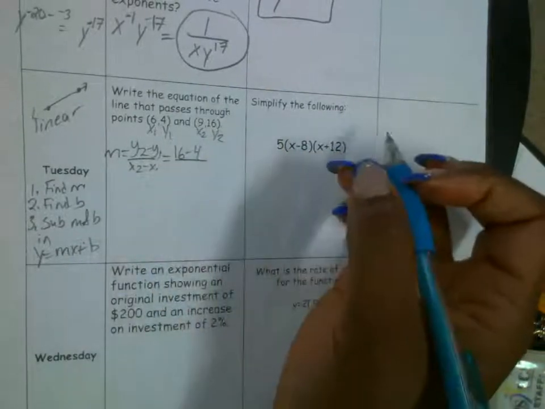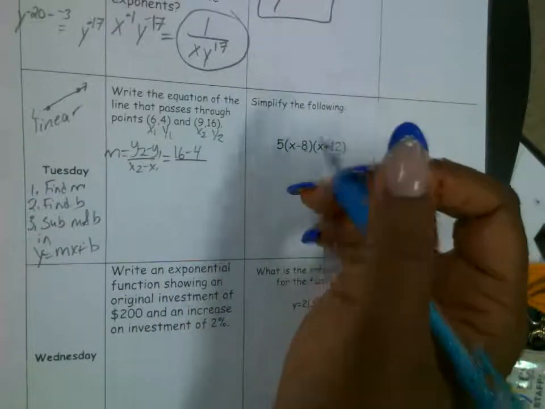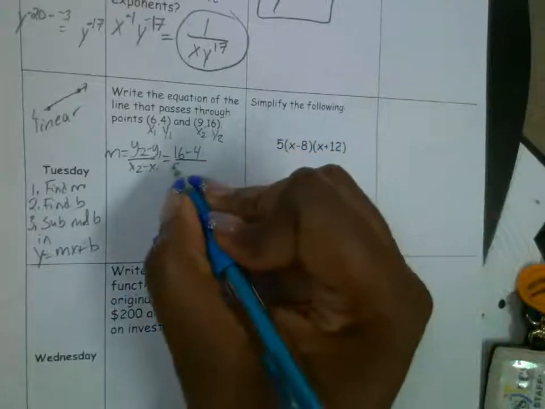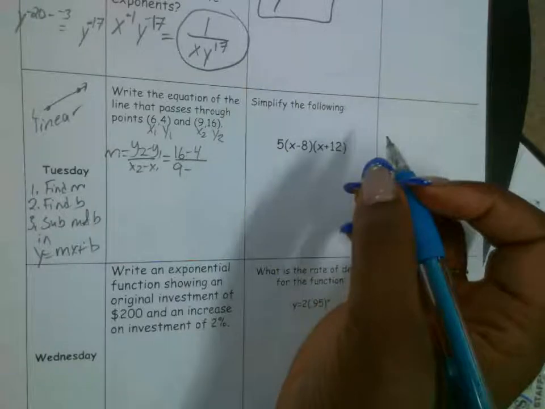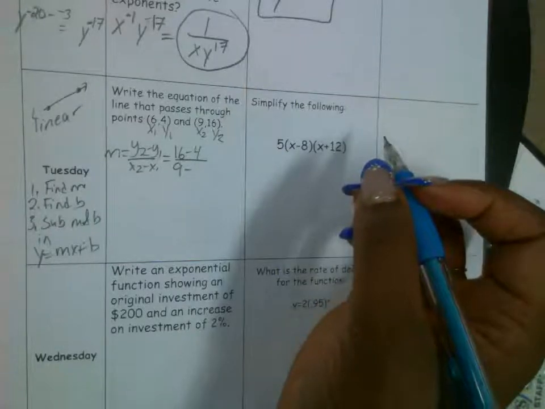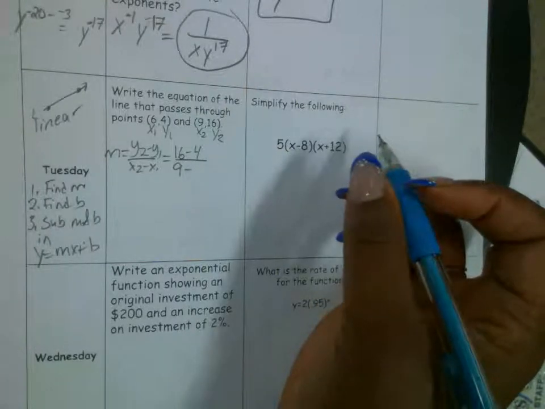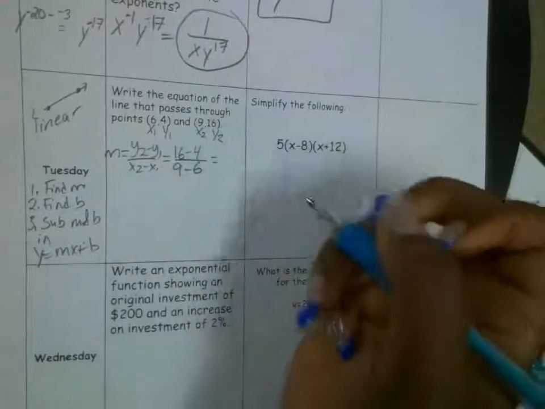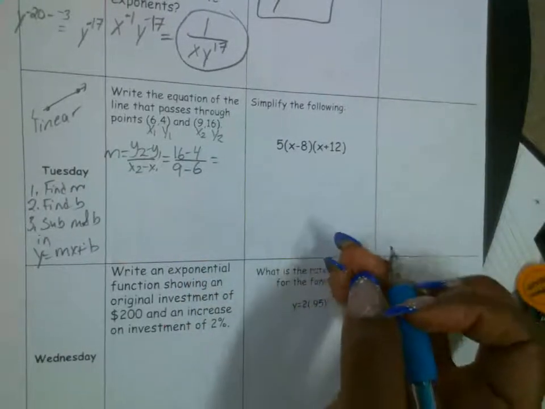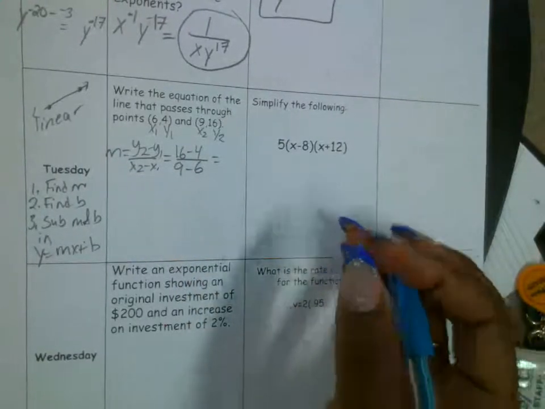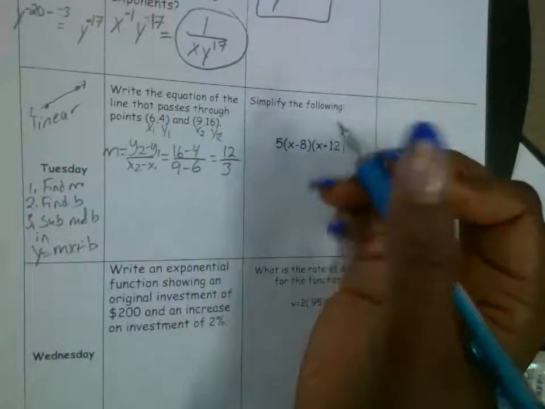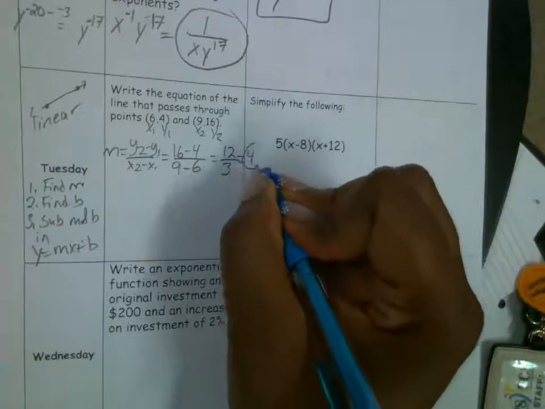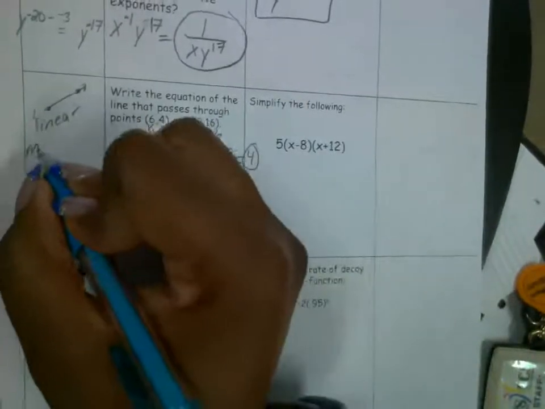What numbers are we gonna put on the bottom? 9 minus 3. Did I put 3? It's 9 minus 6. On the top, what does that give you? 12. 12 over 3. What's 12 divided by 3? 4. So your slope is 4. m is equal to 4.